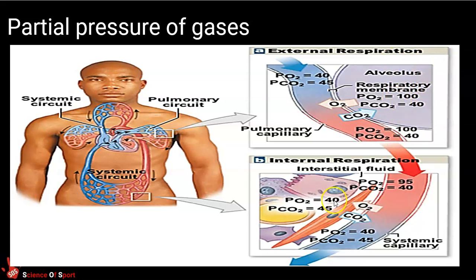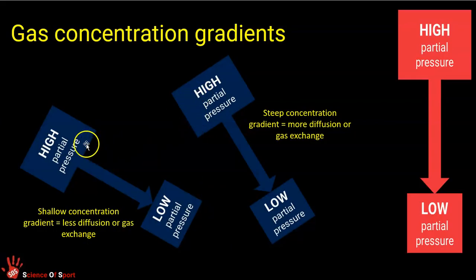We use more oxygen, this goes down. We make more CO2, this would go up. Both of those changes mean the gradient at these two locations become steeper. And we know from the previous slide, this is the shallow gradient of rest at both locations. This is the steep concentration gradient of exercise in both locations.